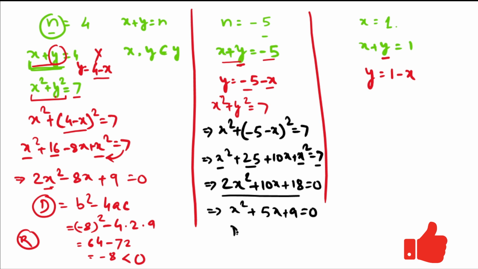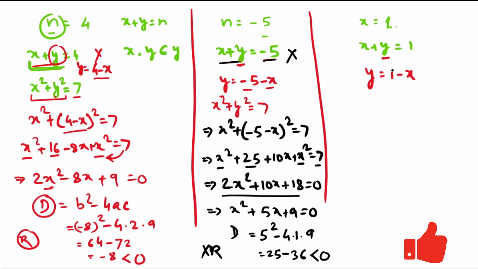Now the discriminant of this term is b square, meaning 5 square, minus 4 times a is 1 and c is 9. So it is 25 minus 4 times 9, which is 36. So again the discriminant value is less than 0, and the value of x will not be a real number. So here we cannot take x plus y as negative 5 for real values. So this is not a real solution.